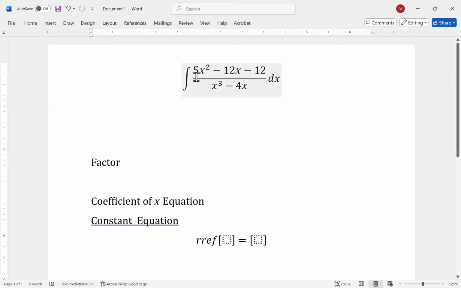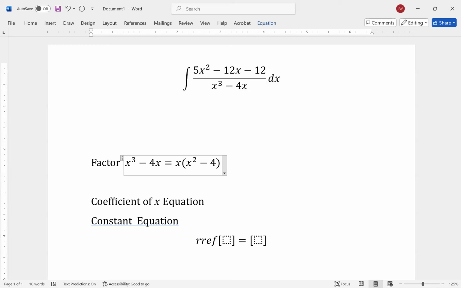We want to rewrite this rational expression into multiple pieces where the denominators are linear. That requires us to factor the current denominator. If I factor the current denominator, the first thing I'm going to do is factor out an x. I'll be left with x squared minus 4.